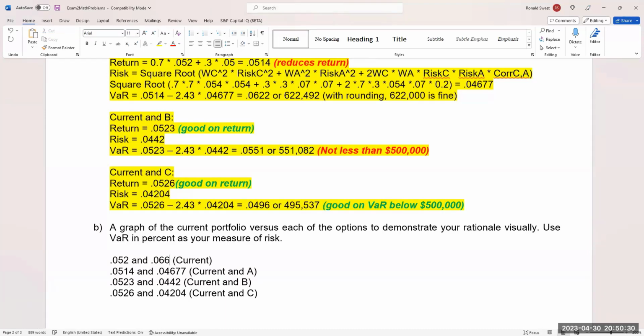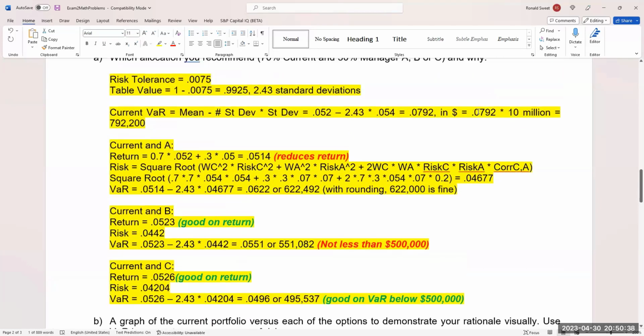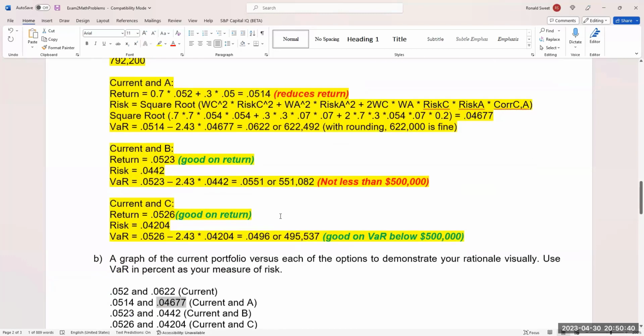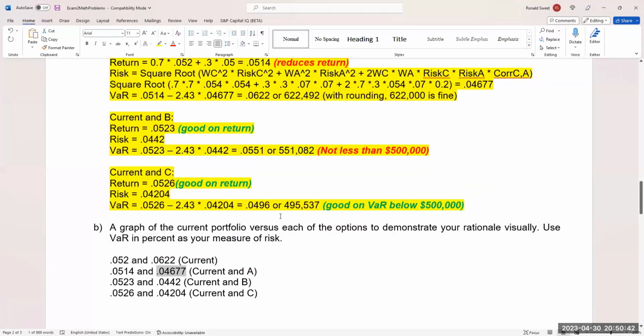6,622. This VAR, wait, let me get it right. So this VAR was 792 for A. I mean, for the current, 792 for A. It was 622 for B. It was 551, and for C, it was 496.